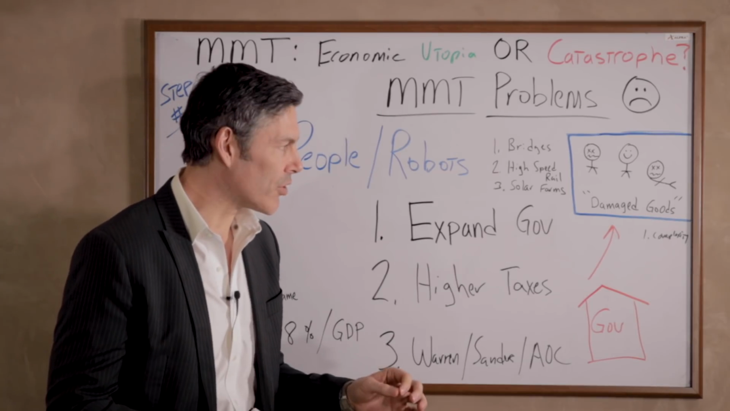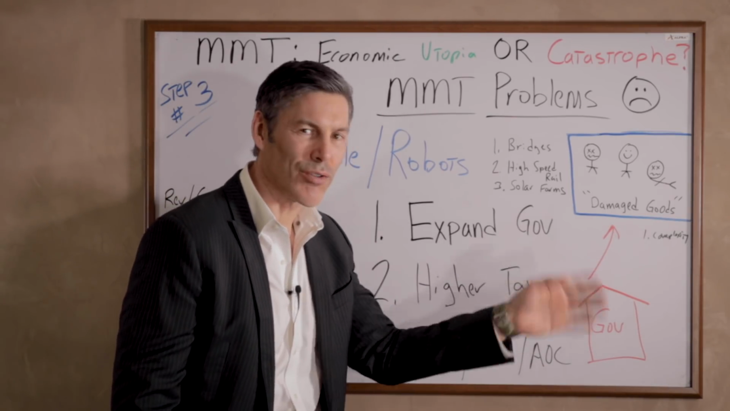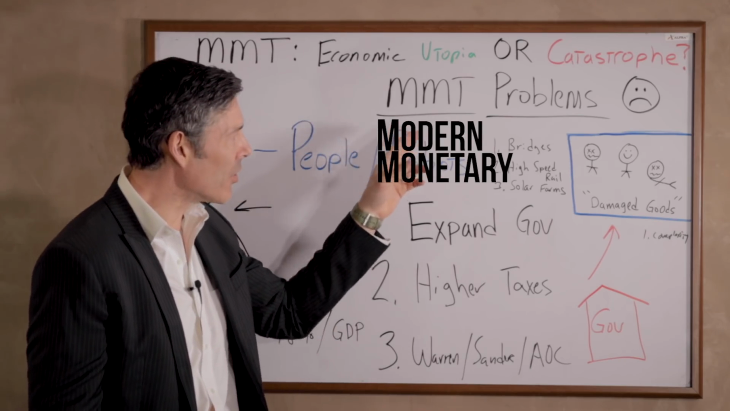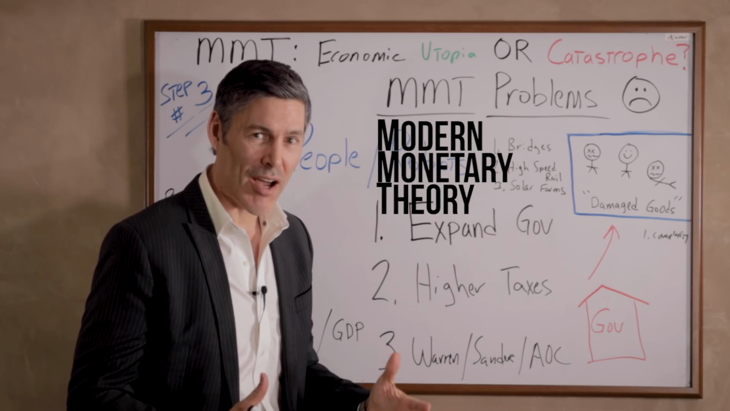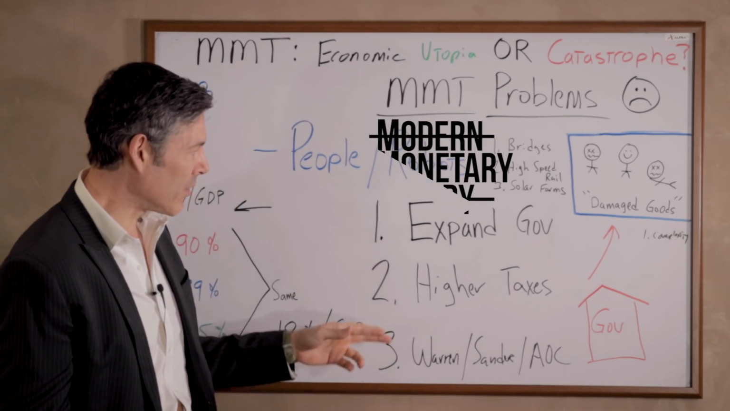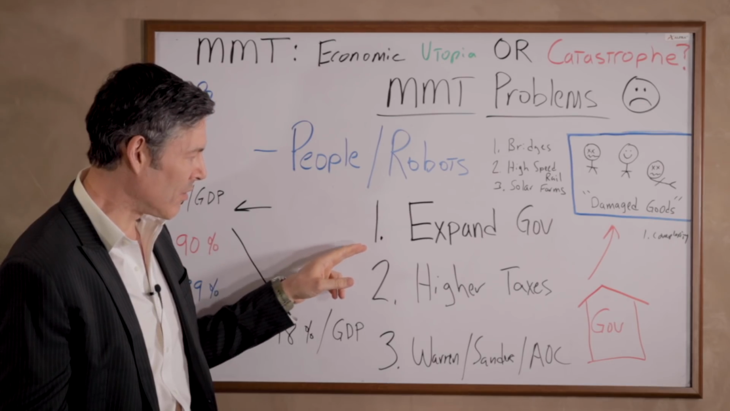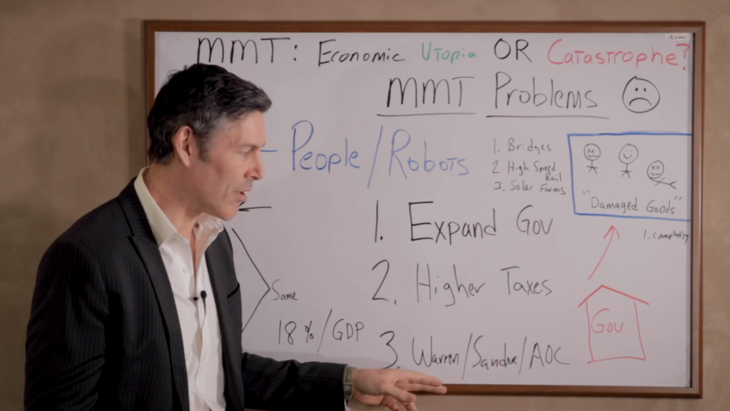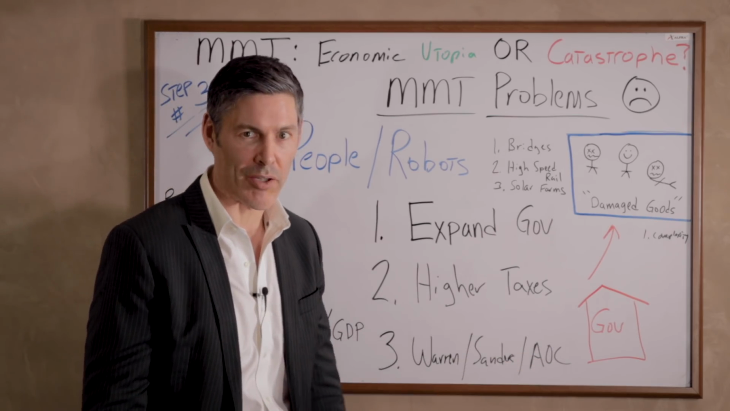What it boils down to when you get rid of all the useless complexity and jargon is that modern monetary theory is actually not really modern and it's not really a theory. What they really want is just expanded government and higher taxes. It's just like Elizabeth Warren, Bernie Sanders, and AOC without the bond market.